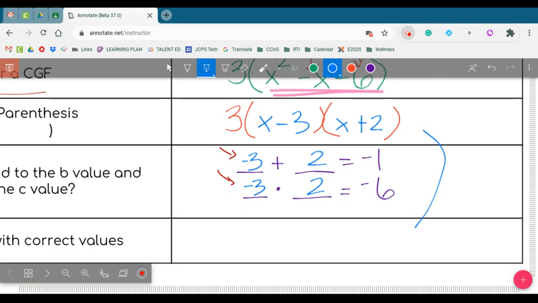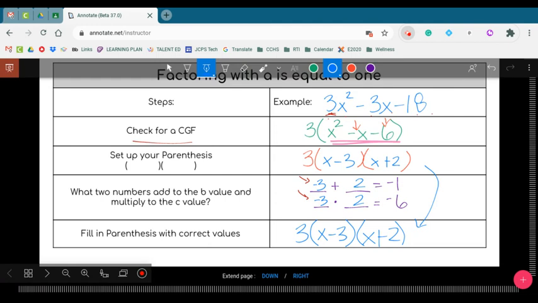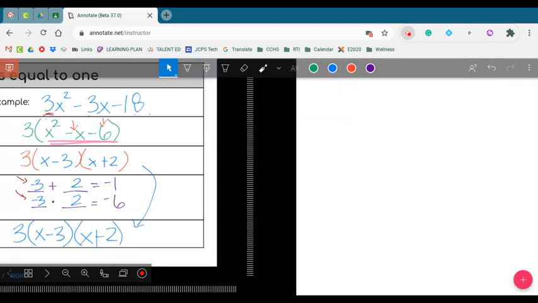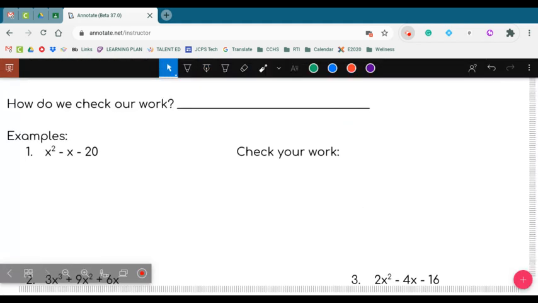So let's write our finished product down here. So we're going to have 3, x minus 3, x plus 2. So that is how we do our factoring when a is 1. So we do what plus what equals our b, and then what times what equals our c value. Okay, going on to the back page.